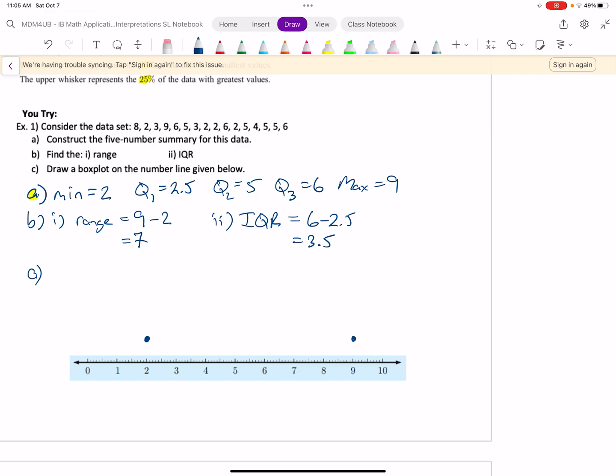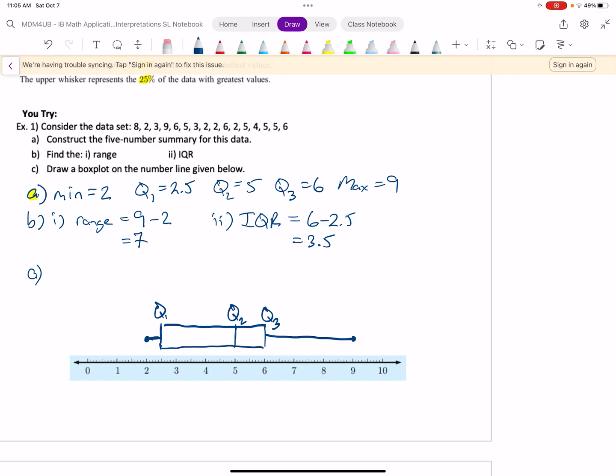So Q1 is 2.5. So you can see this is a really short 25% of the data because there aren't that many data points and they're all clustered. Q2 is 5. Q3, 6. Like that. So you can form your middle box and then lines that extend to here. So this is Q1, Q2, and Q3.